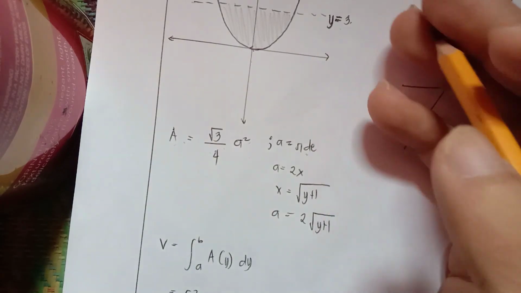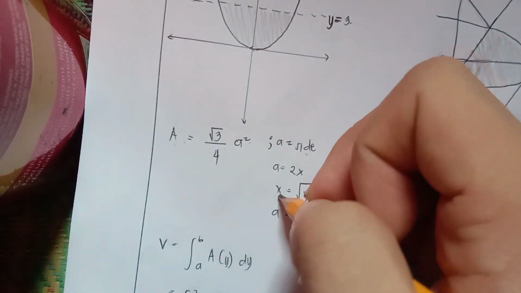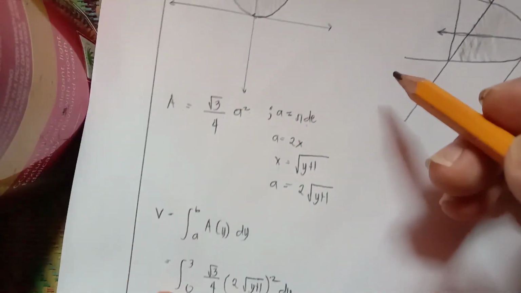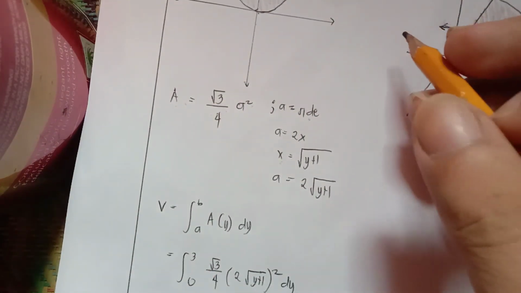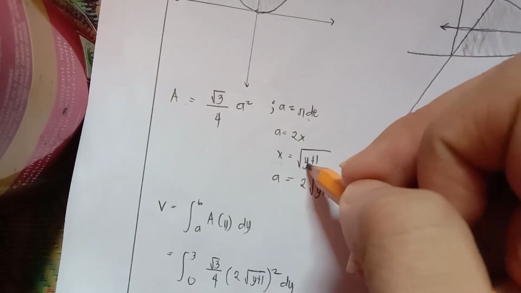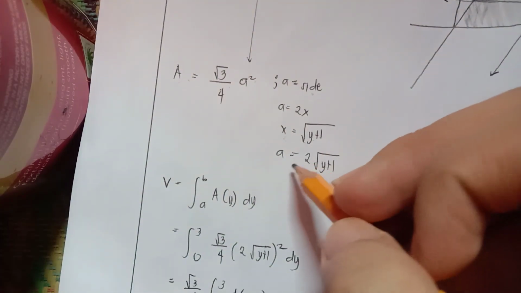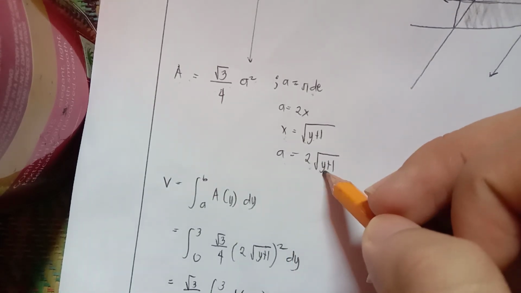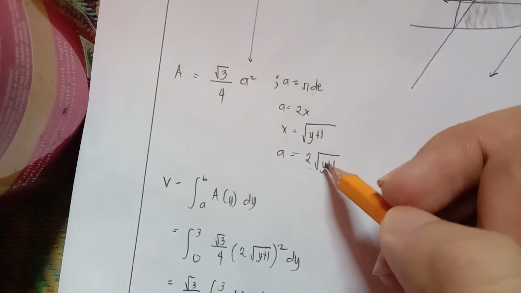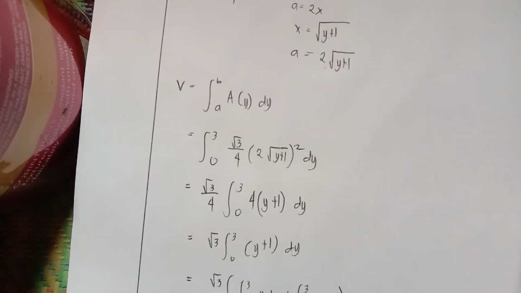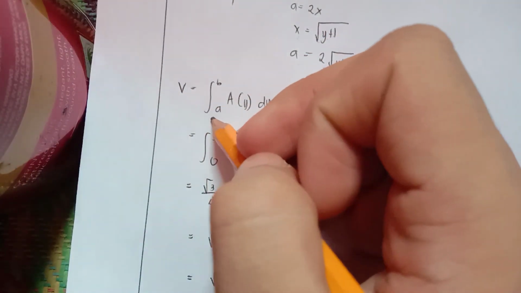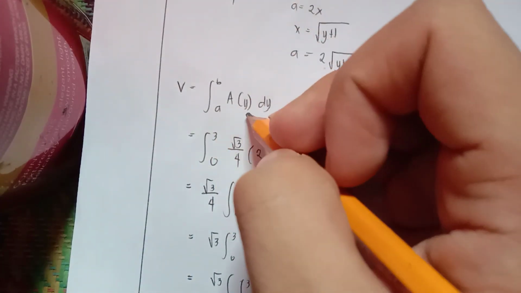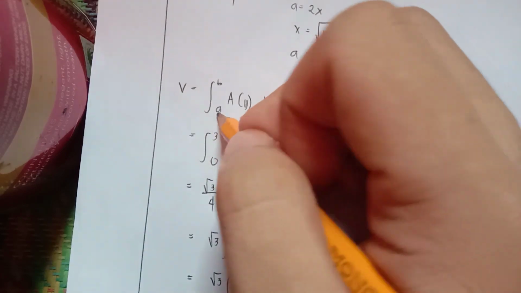Then para makuha yung value ng x, balik tayo dito sa equation, which is y plus 1 is equals to x squared. So ilagay natin x is equals to the square root of y plus 1. So magiging ang a natin is equals to 2 square root of y plus 1. Then ang volume, V now is equals to the integral of A in terms of y dy from a to b.